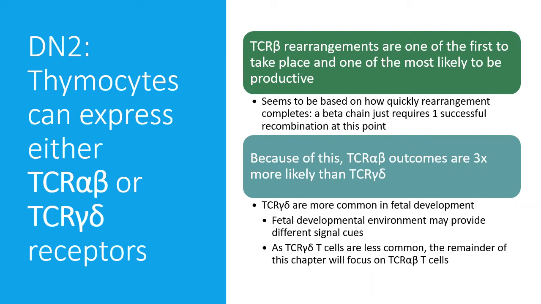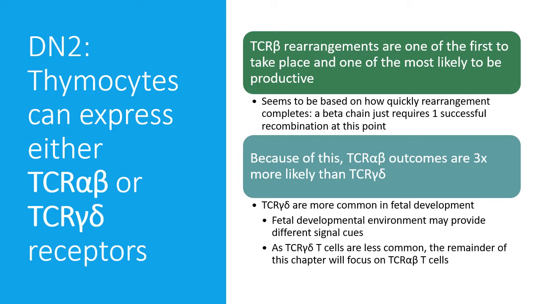I already talked about most of this, but I actually have broken this up into the different sections of the double negative times. So during double negative 2, you've still got high levels of CD117, you're expressing some CD44, and you are generally expressing maybe some CD25 at this point as well. The TCR beta chain rearrangement is one of the first things that takes place, and it's likely to be productive.